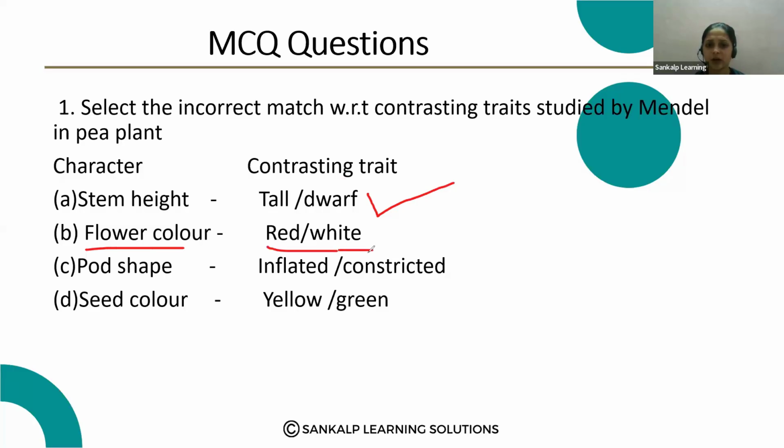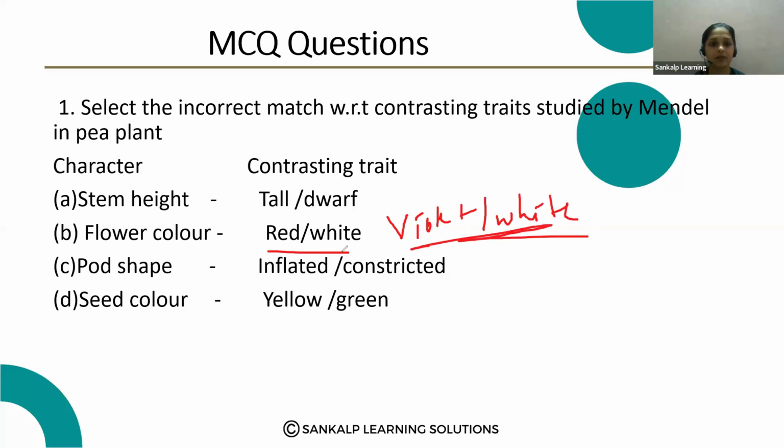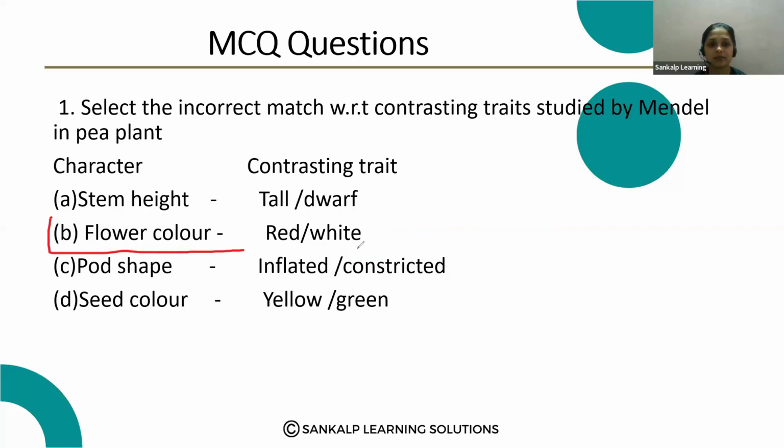Flower, red or white. Pod shape, inflated or constricted. Seed color, yellow or green. So these other characters are correct, but he did not select red and white flower. He selected violet or white color flower producing plants. So here the flower color is the incorrect contrasting character. This red color character is not taken by Mendel.